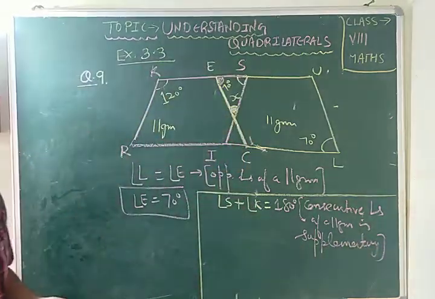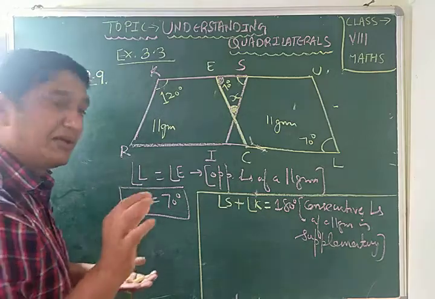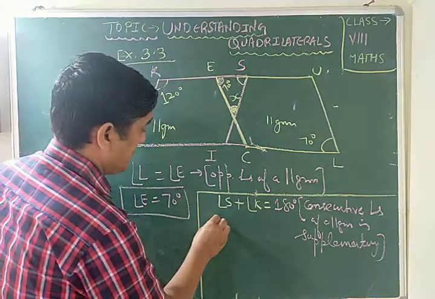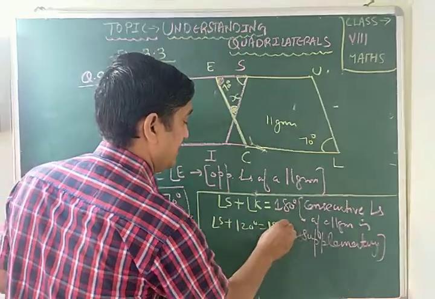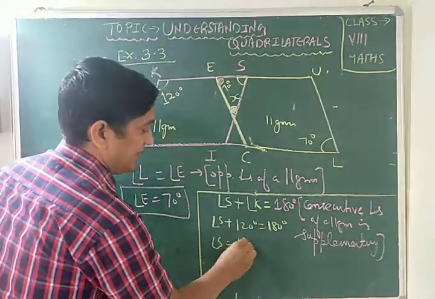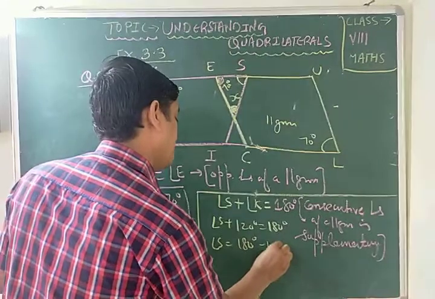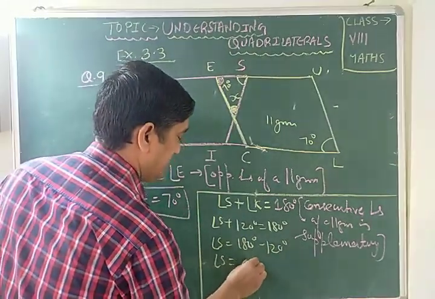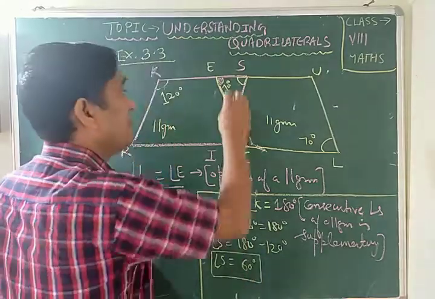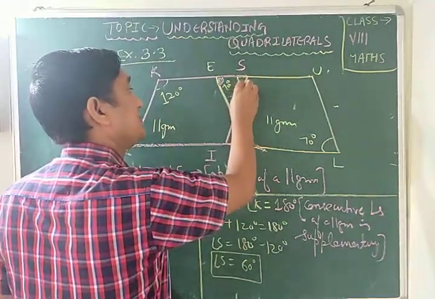Supplementary means the sum is 180 degrees. The sum of two angles is 180 degrees. Now it becomes angle S plus 120 degrees equals 180 degrees. Angle S is equal to 180 minus 120, which is 60 degrees. Now we can write down here, this is 60 degrees.